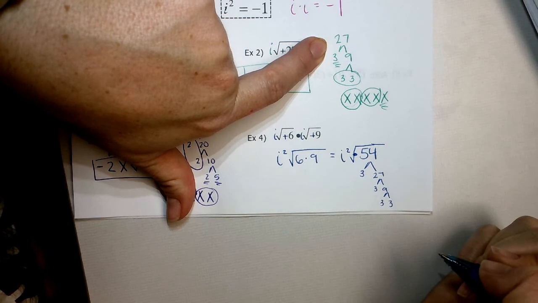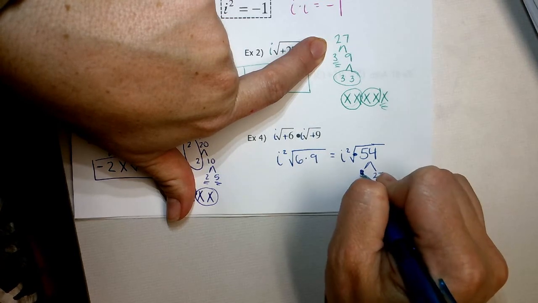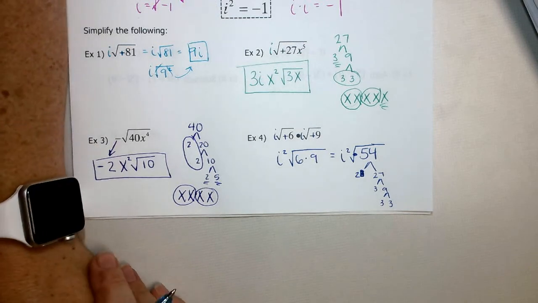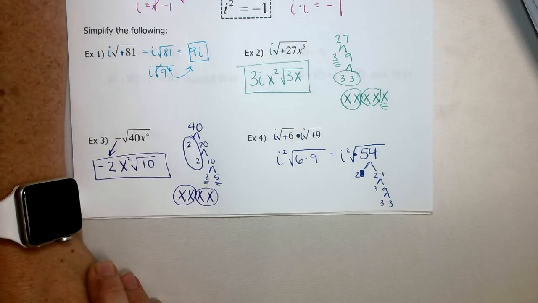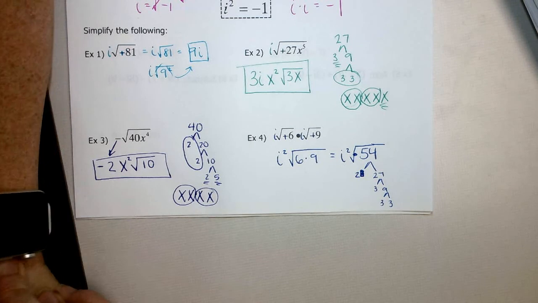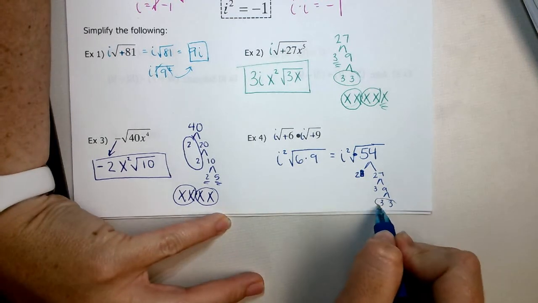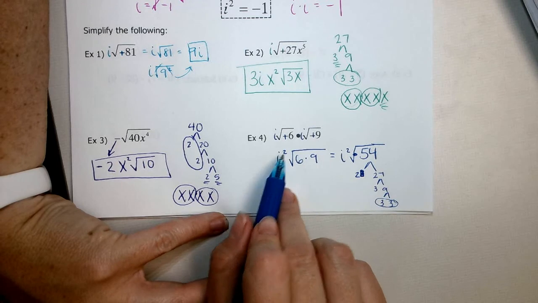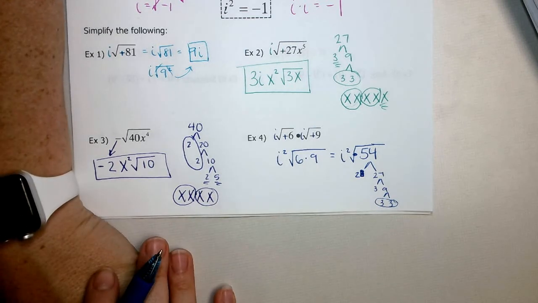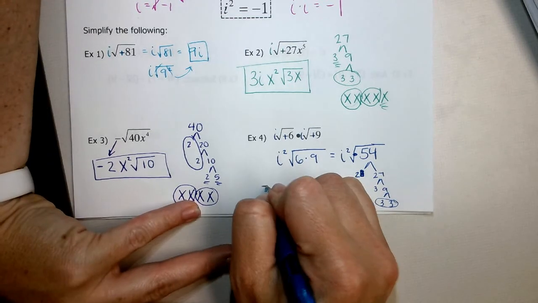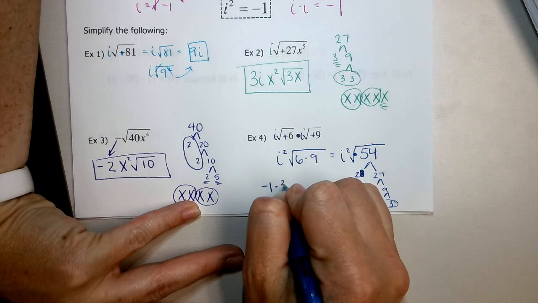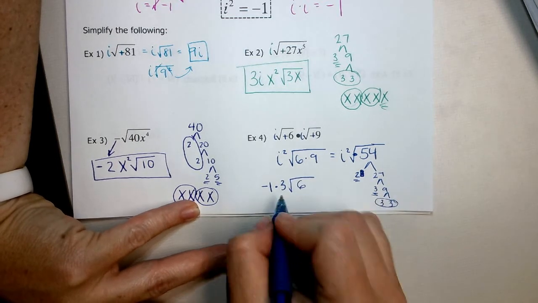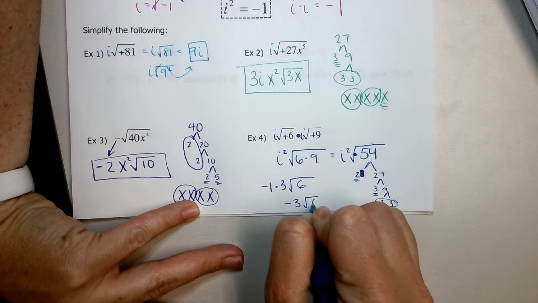What did I do wrong? This is 2. Sorry, y'all. 2 times 27. My bad. So I know that I can take out a 3. But I also know, what is i squared? -1. So this becomes -1 times 3, square root of 3 and 2, which is 6. So I get -3 root 6.